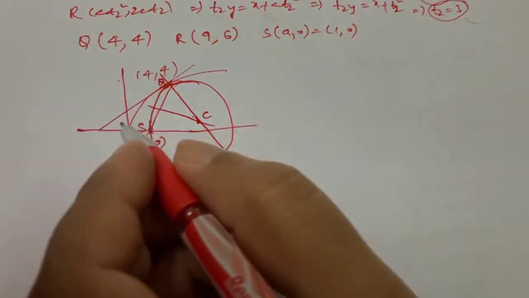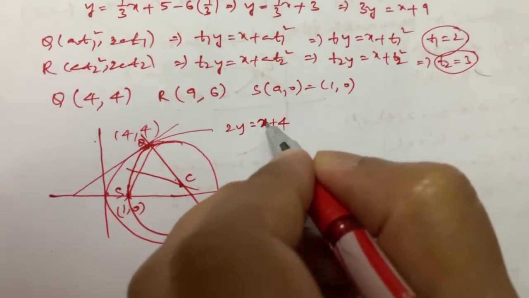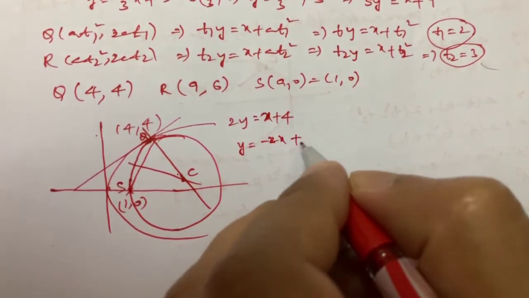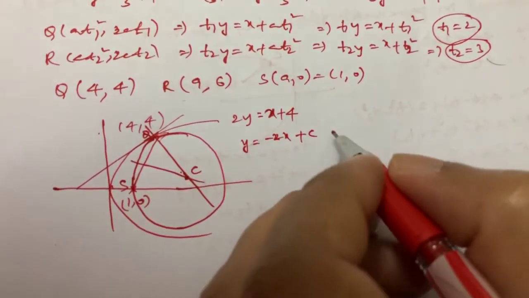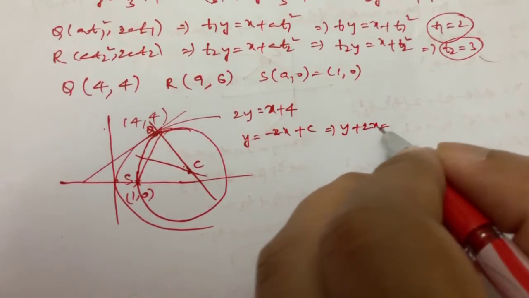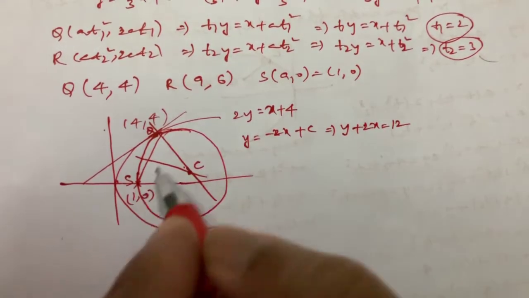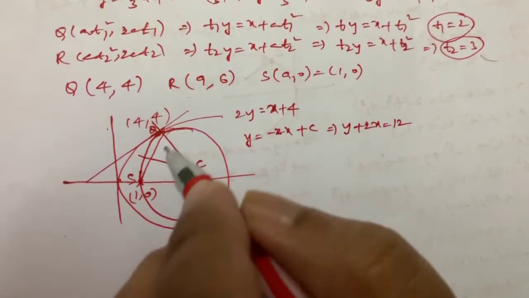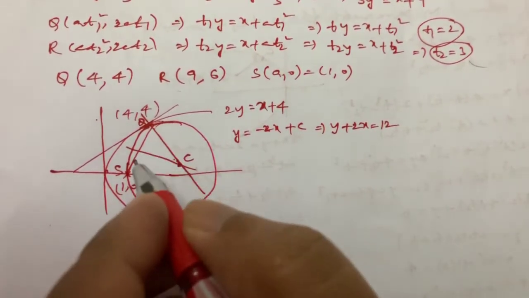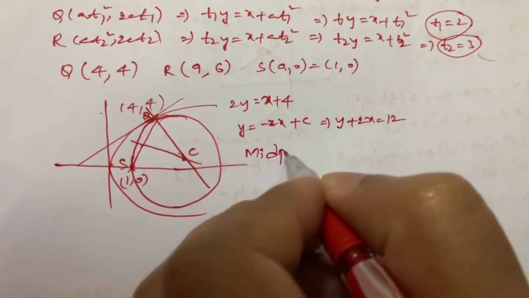So at 4 comma 4, the tangent is 2y is equal to x plus 4 clearly. So the normal equation will be y is equal to minus 2x plus c, as it passes through 4 comma 4. So y plus 2x is equal to 8 plus 4, 12. So this is the normal equation, and we again want the perpendicular bisector of Q and S. So for that we want the midpoint of QS.